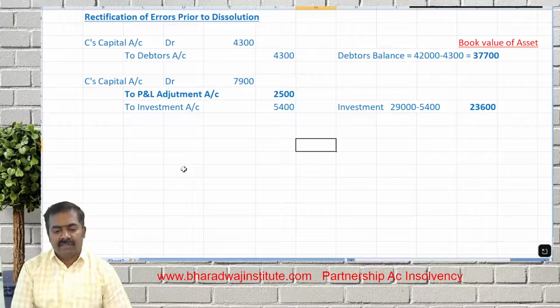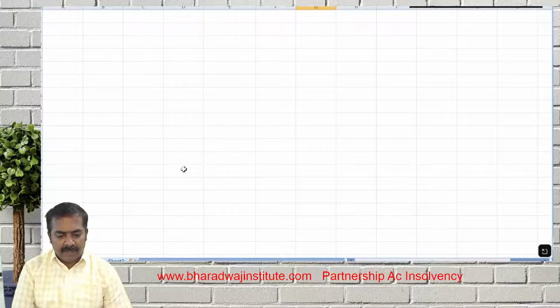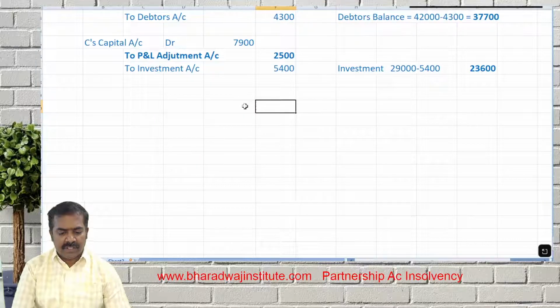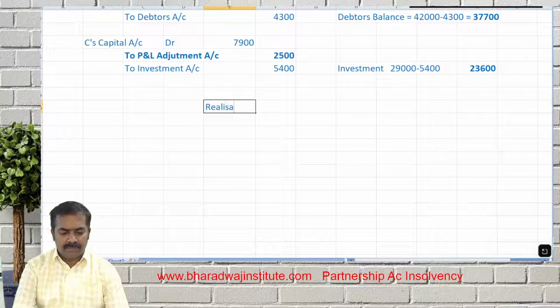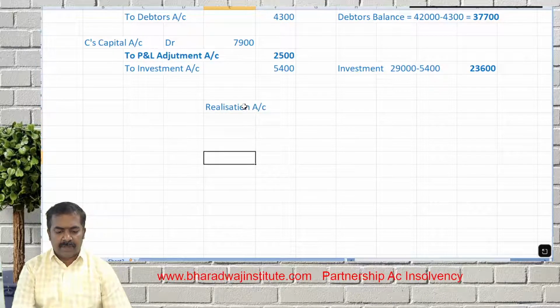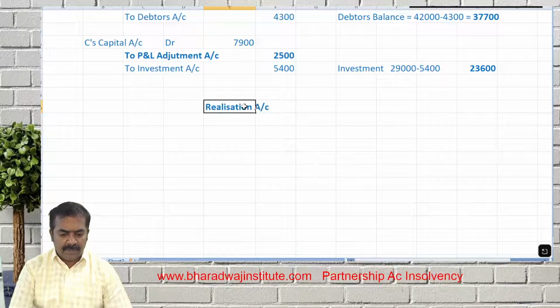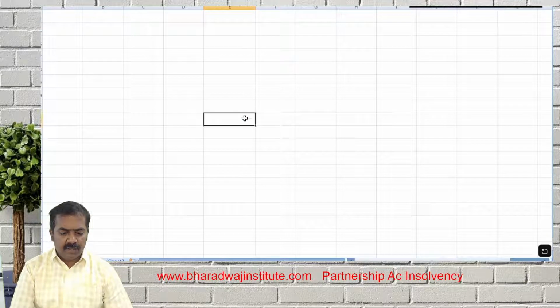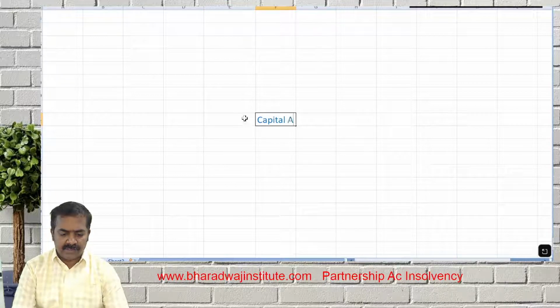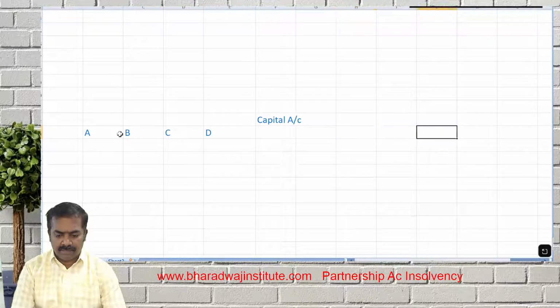Done? Wait. How will this come in the capital account? We are going to prepare which account? Realization account? Capital account we are going to prepare. Don't copy this. I'll give you time to copy. We are going to prepare which account? Capital account of partners. Who are the partners? A, B, C, D.